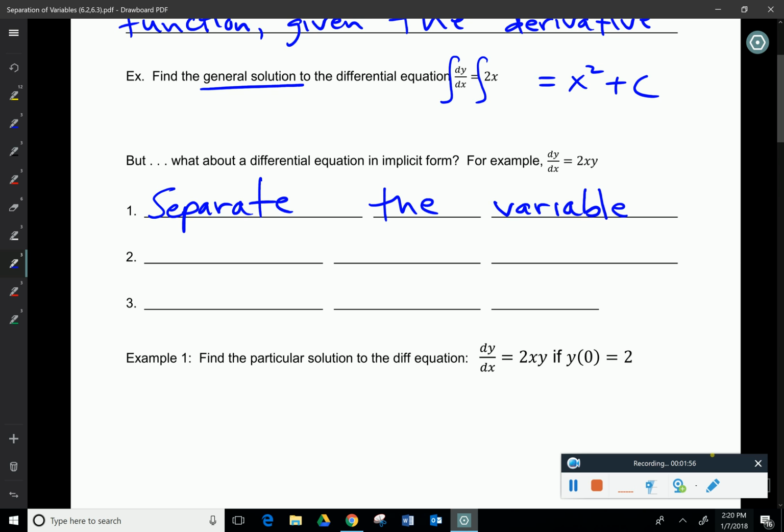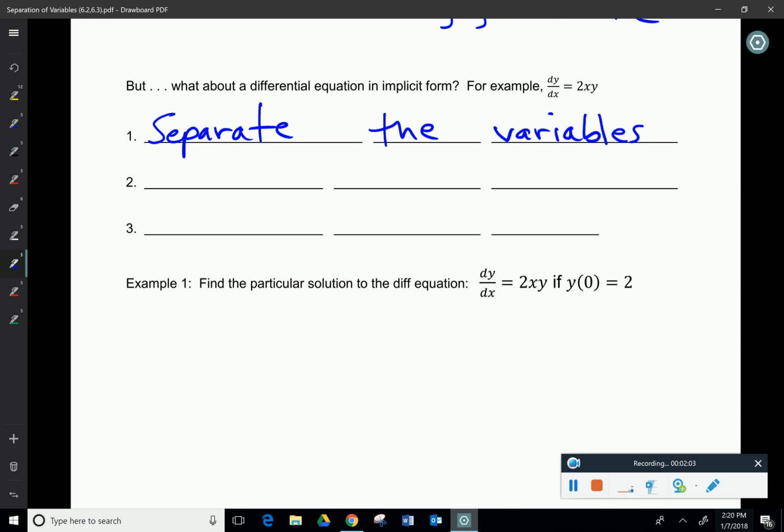And I think what I'm going to do is go through each step as we go along. So if I'm going to separate the variables, not only does that mean separate the x and y that's over here on the right side, but that means I need to separate the dy and the dx. And I know in the past we've thought of dy dx all as one term, but really it's okay to separate dy and dx.